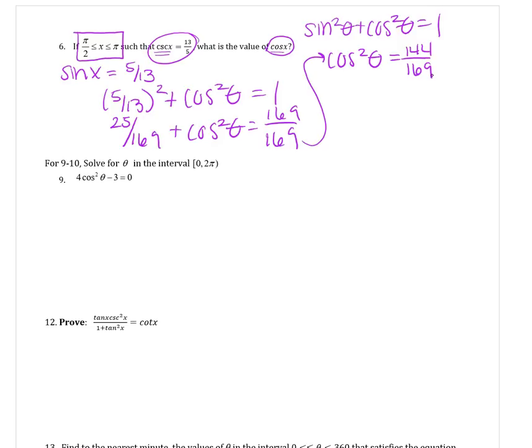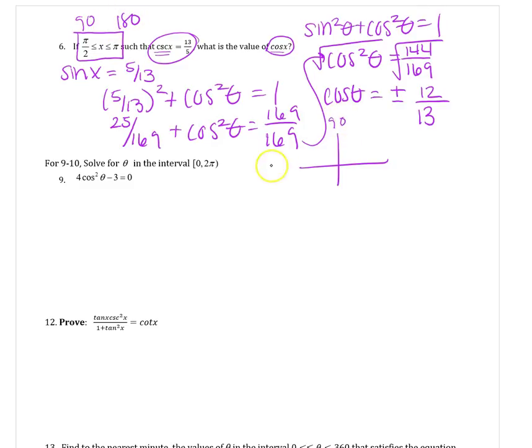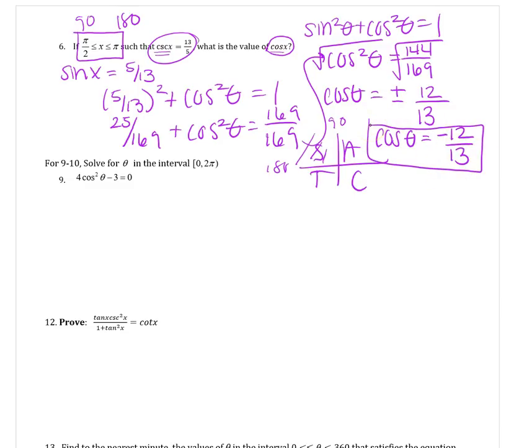So when you take the square root, we have cosine of theta is equal to plus or minus 12 over 13. Now, plus or minus, because now we have to determine, is it going to be positive or negative depending upon the quadrant you're in. So if we're between what would be 90 and 180, 90's here, 180's here, that means we're looking in quadrant 2. If all students take classes, only sine is positive in the second quadrant. Therefore, cosine of theta is negative 12 over 13. So that's using the identities.